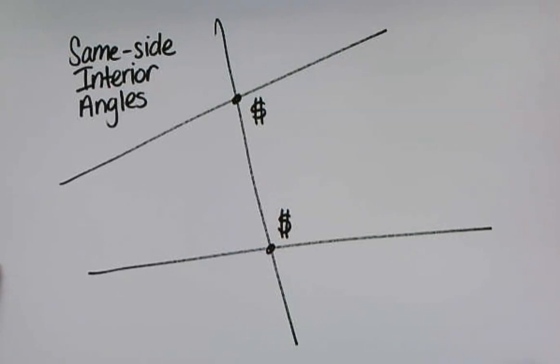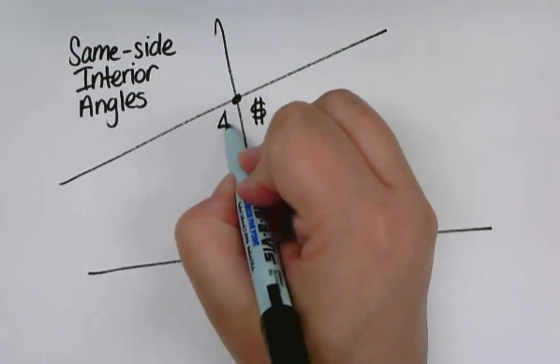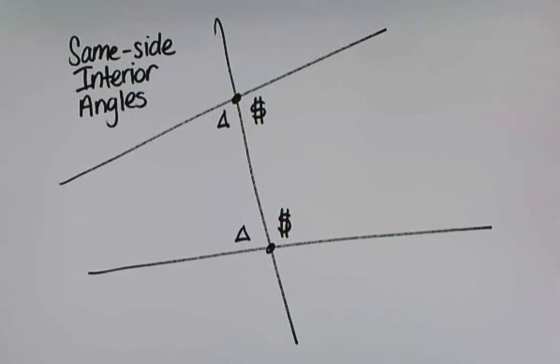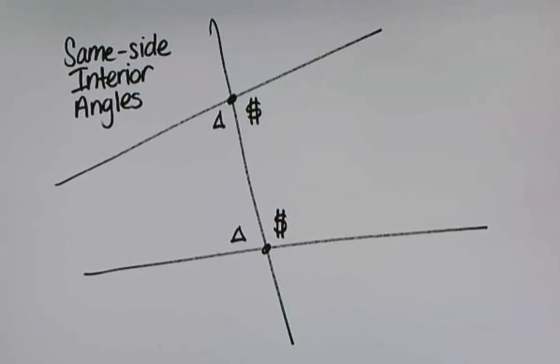Okay, so we have another pair of same side interior angles. Let's see, what symbol have I not used? Let's use how about a little triangle? This angle right here and this angle right here. Those are also same side interior angles.